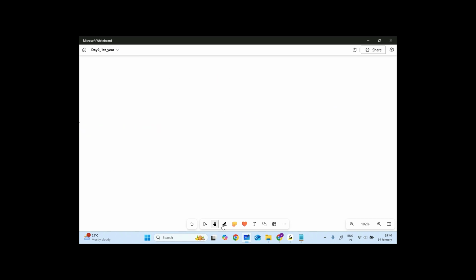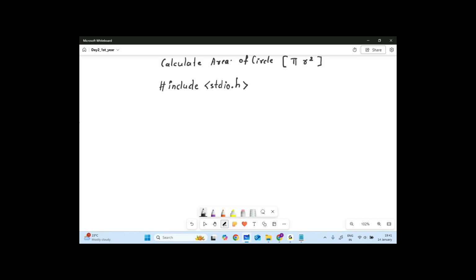Let us take one example: calculate the area of circle. Area of circle, everybody knows that it is pi r square. Now let me write a very basic example. Hash include stdio.h, header file. Now int main.